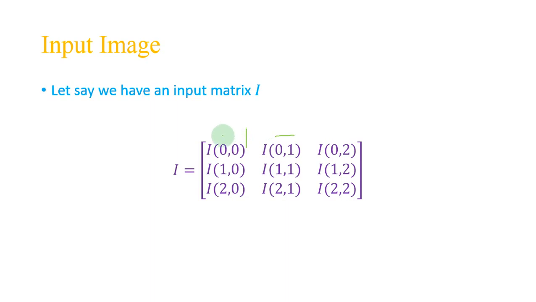I of 0 1 represents the element at first row and second column. So why did we start representing the elements from 0 0 and why not from 1 1? We will talk in the next slide about why we started from 0 0.